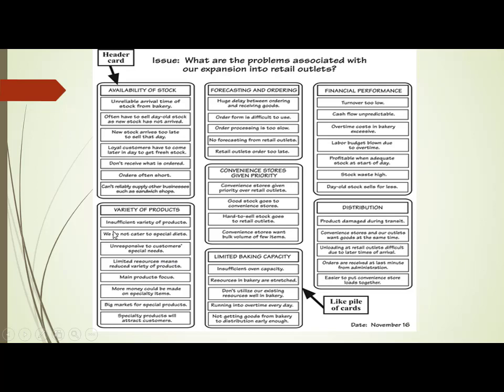Similarly, some people will start giving only requirements about products. For example, insufficient variety of products, we do not cater to special diets, unresponsive to customer special needs, limited resources. Limited resources means reduced variety of products. So all these are some of the requirements which are in response to products. So I group them under products. So like this, what I am doing, see, these are called as affinity diagrams.